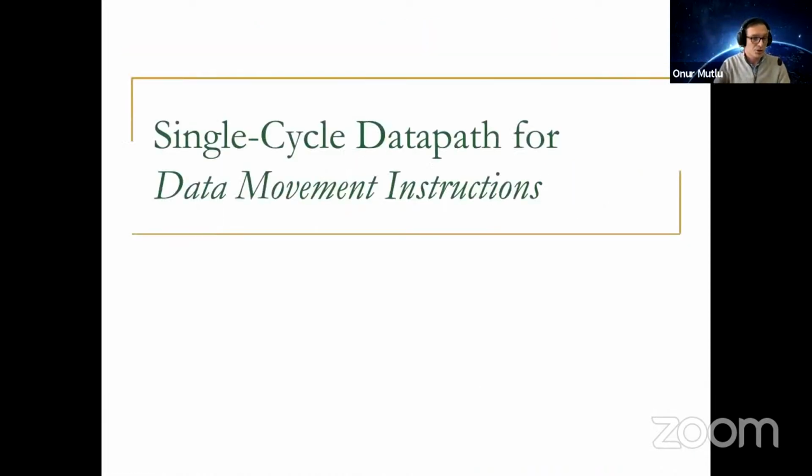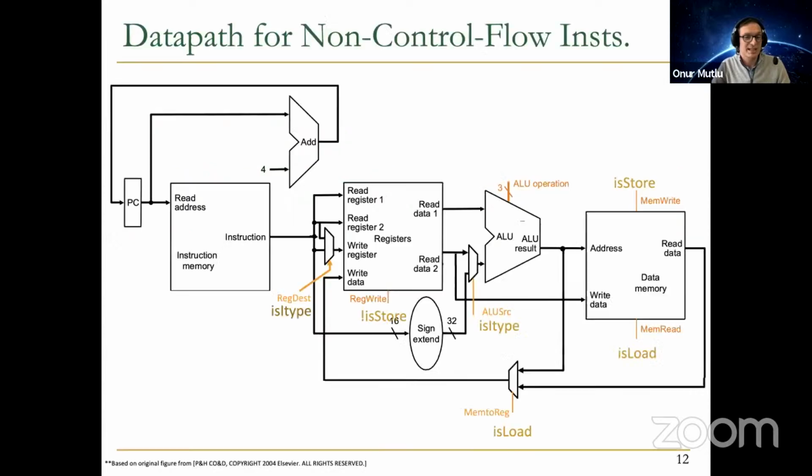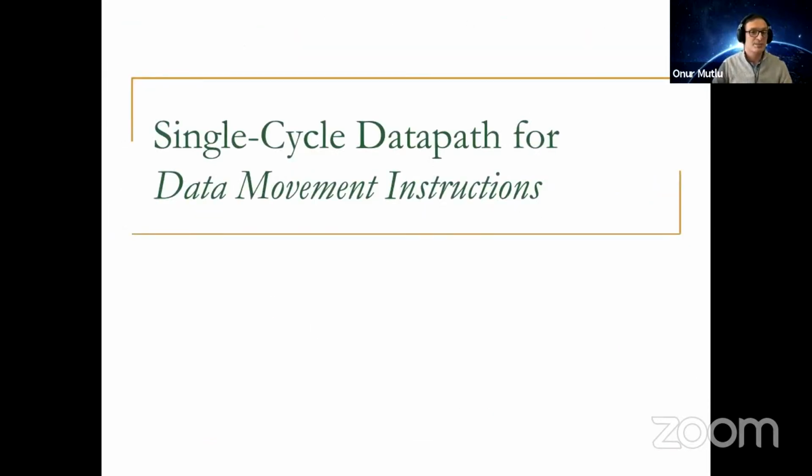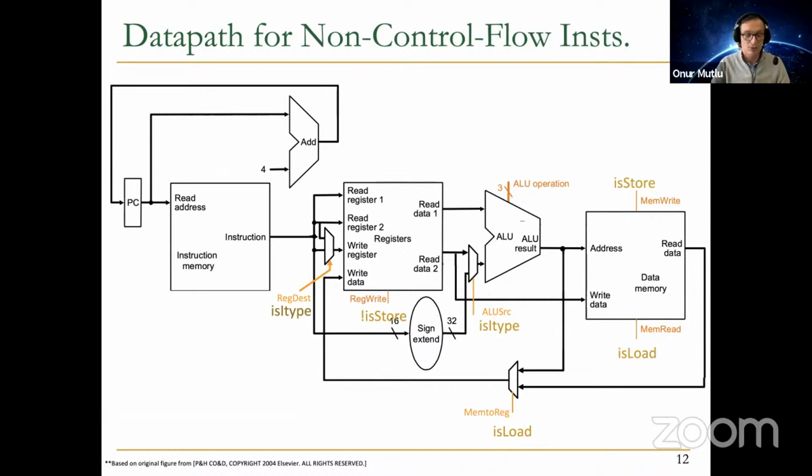Okay, we also showed the data path for data movement instructions in lecture 11. And this is actually the data path for not just data movement instructions, but all non-control flow instructions. This includes the R-type and I-type instructions, plus loads and stores. And this was the data path where we stopped at the end of lecture 11. Basically, this can execute R-type and I-type instructions plus loads and stores, load word and store word.